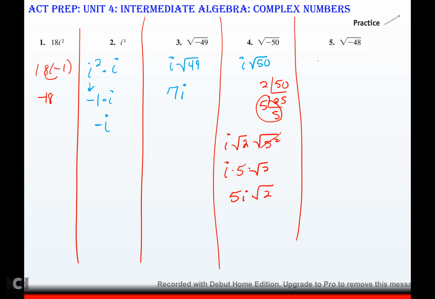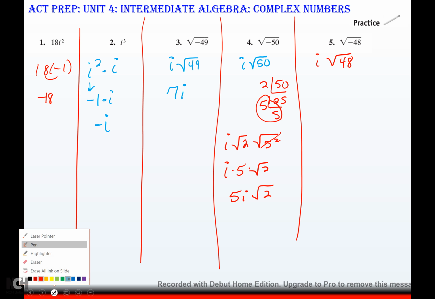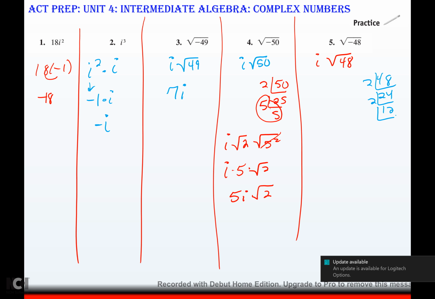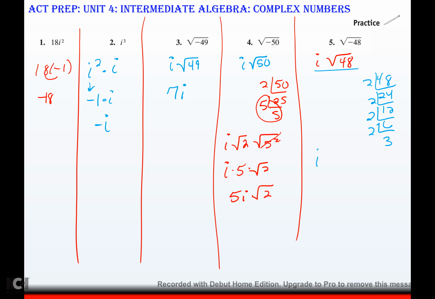Okay, on 5, this is i square root of 48. And again, I need to break down 48. 48 divided by 2 is 24, by 2 is 12, by 2 is 6, by 2 is 3. So I can rewrite 48 as the square root of 2 squared, the square root of 2 squared, and the square root of 3. Then I can simplify those perfect squares. That's 2, and that's 2. So I have i times 2 times 2, which is 4i square root of 3. Okay?